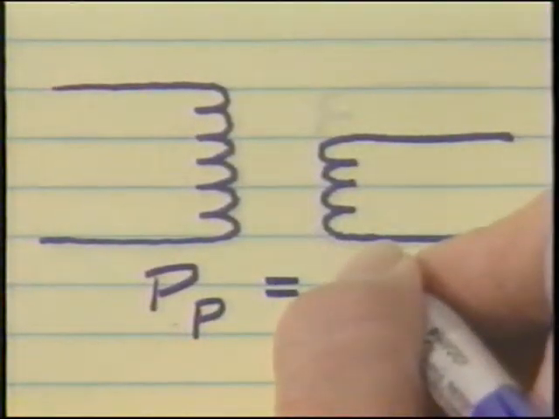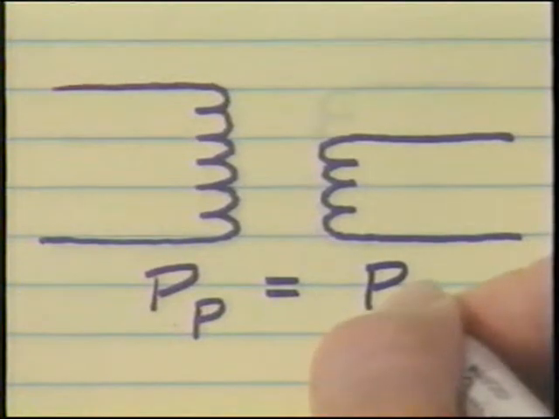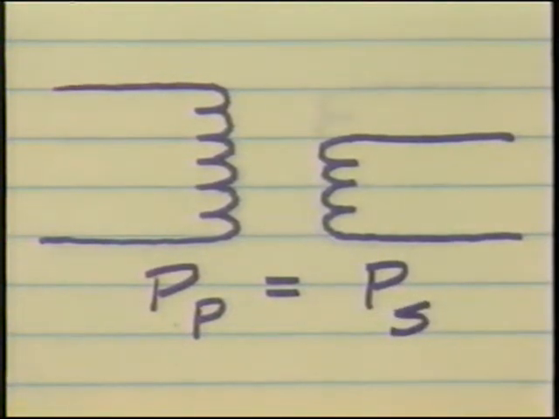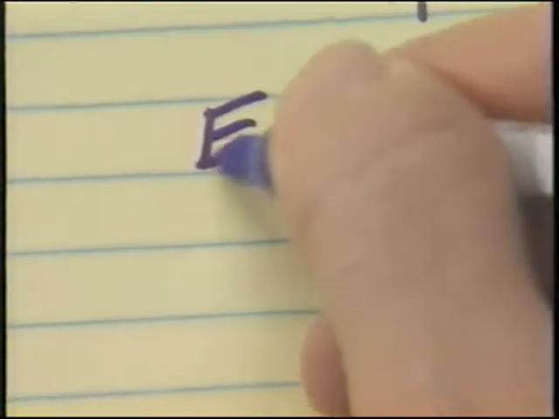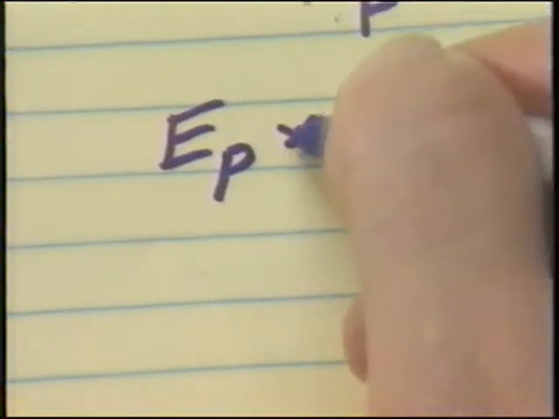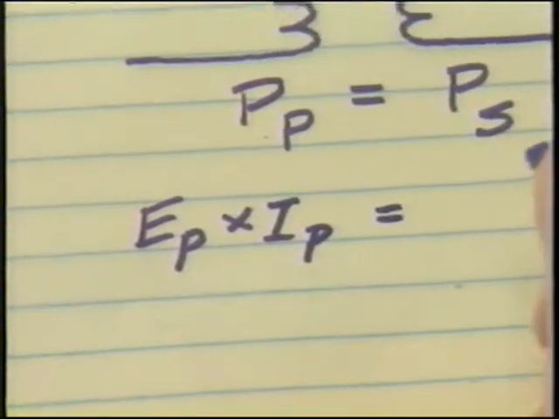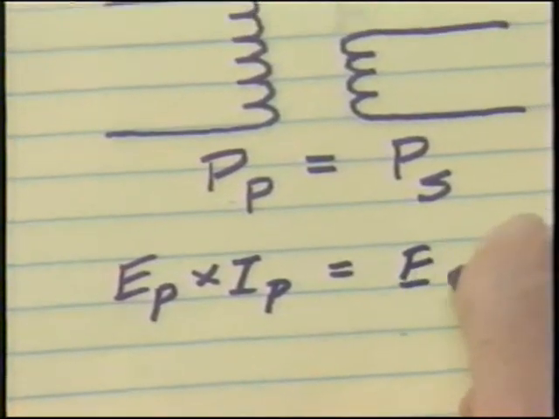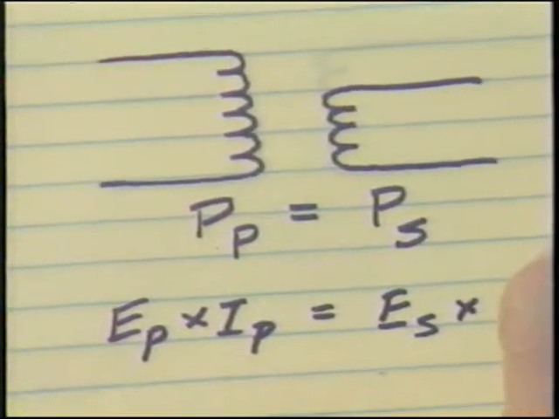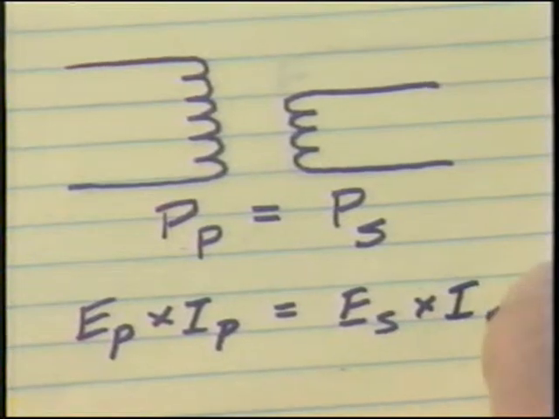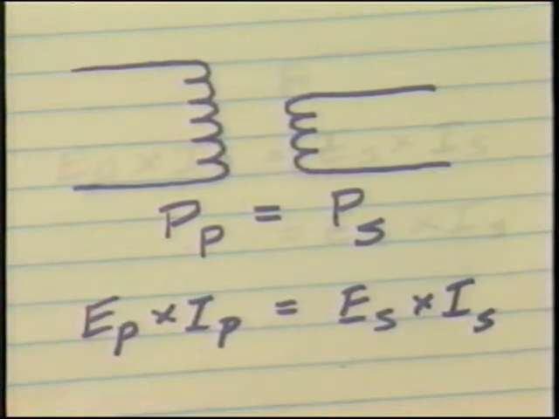Since the input of the transformer is the primary and the output is the secondary, the relationship becomes the secondary power is equal to the primary power. Since power equals voltage times current, then E sub P times I sub P represents the primary power, and E sub S times I sub S represents the secondary power.